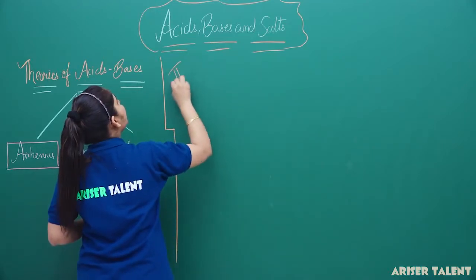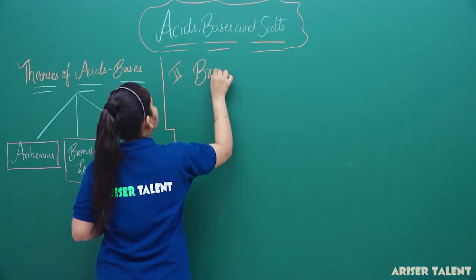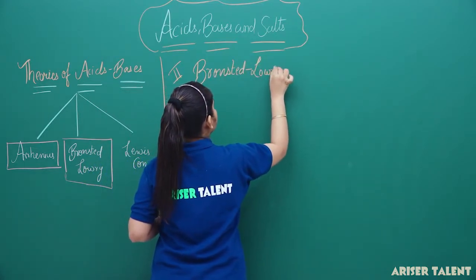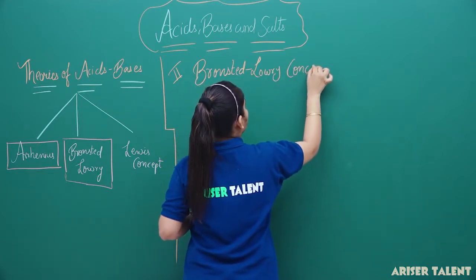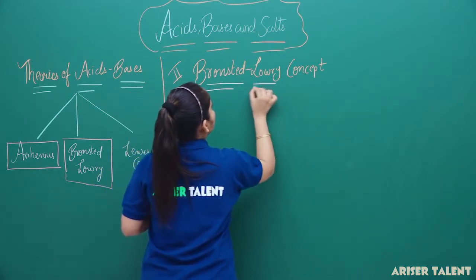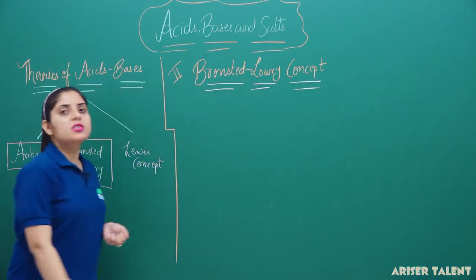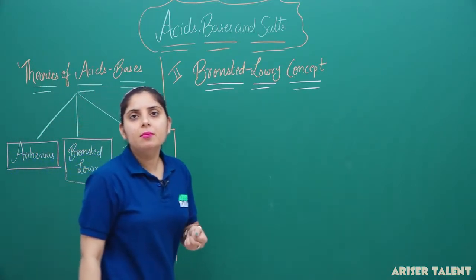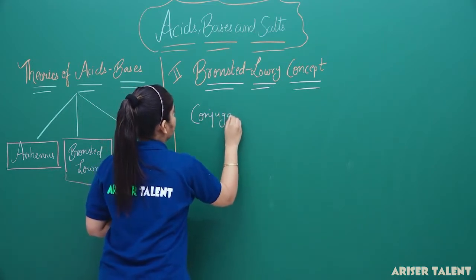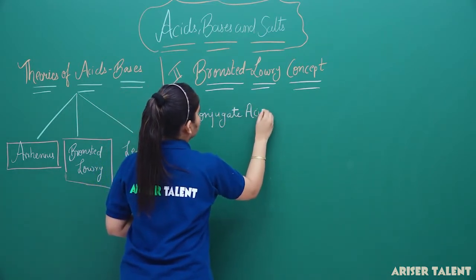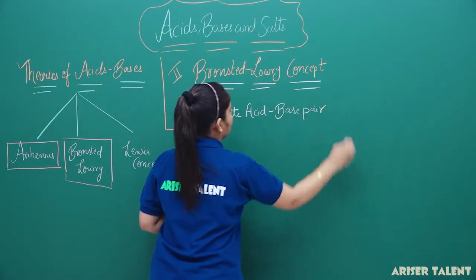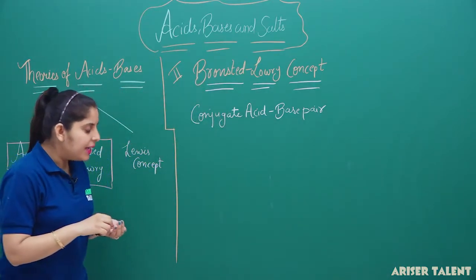So our second topic is the Bronsted-Lowry concept. So in the Bronsted-Lowry concept, we are dealing with the term that is called conjugate acid base pair. So what does this term basically indicate?